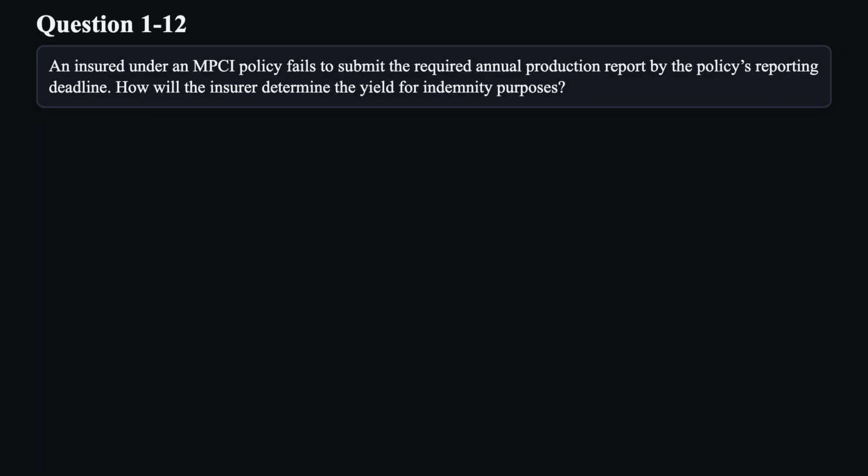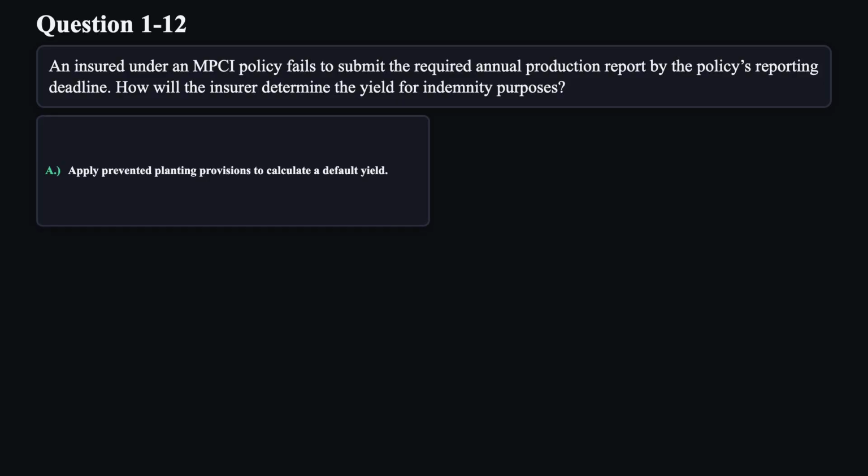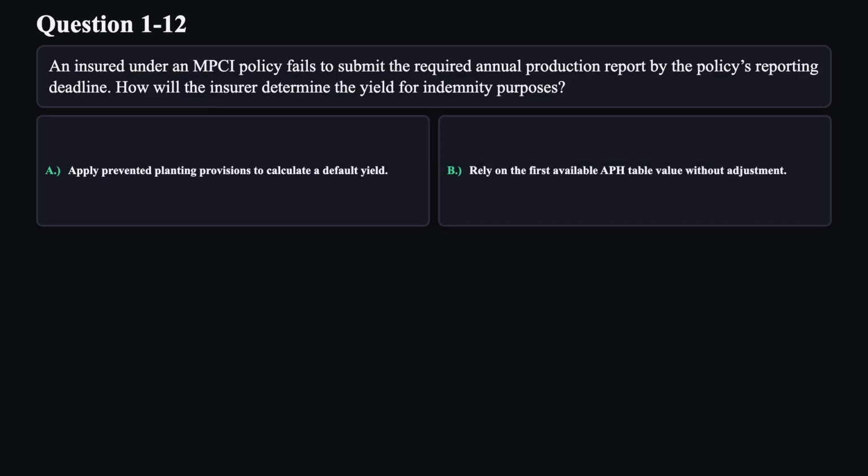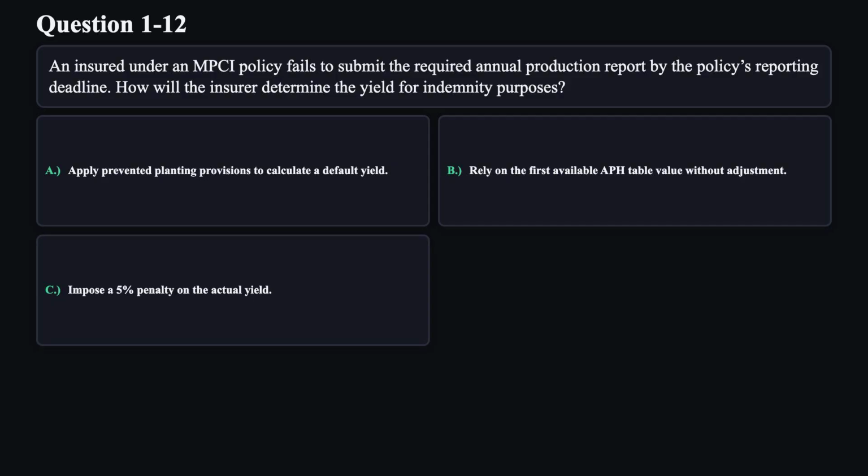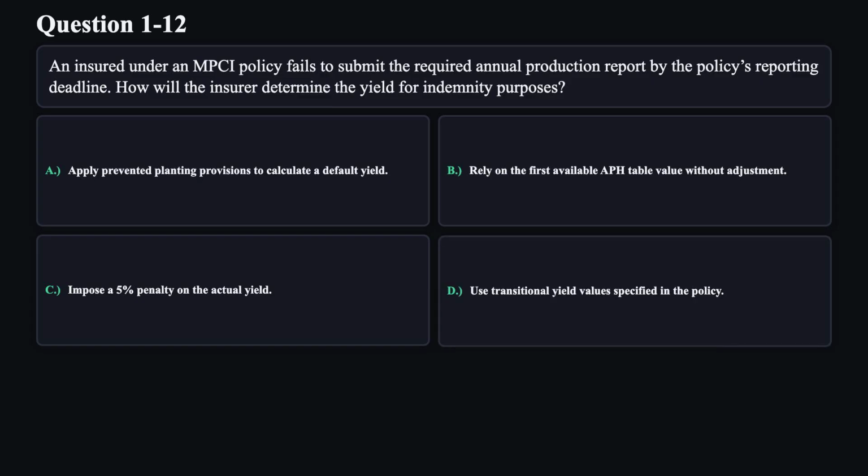Question 12. An insured under an MPCI policy fails to submit the required annual production report by the policy's reporting deadline. How will the insured determine the yield for indemnity purposes? A. Apply prevented planting provisions to calculate a default yield. B. Rely on the first available APH table value without adjustment. C. [unrelated text]. D. Use transitional yield values specified in the policy.